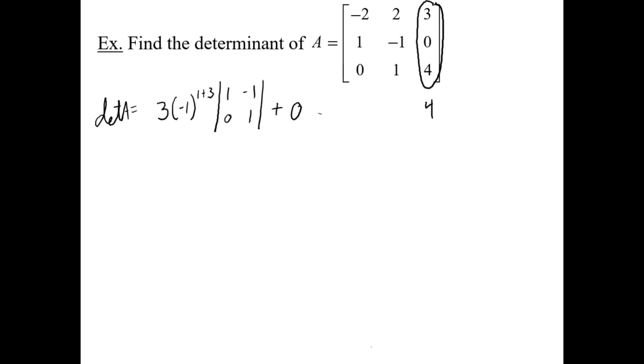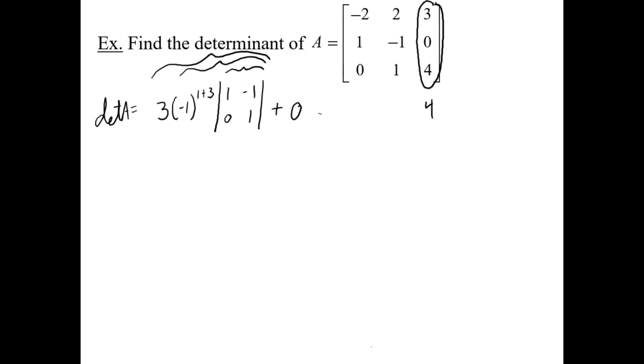plus. Okay, so the point here is I'm kind of doing everything at once, right? This is my minor, this is my cofactor, and this is multiplying the cofactor times the entry. I'm just doing it all in one shot. If you don't like this method, fine, don't sweat it. It's not a big deal.